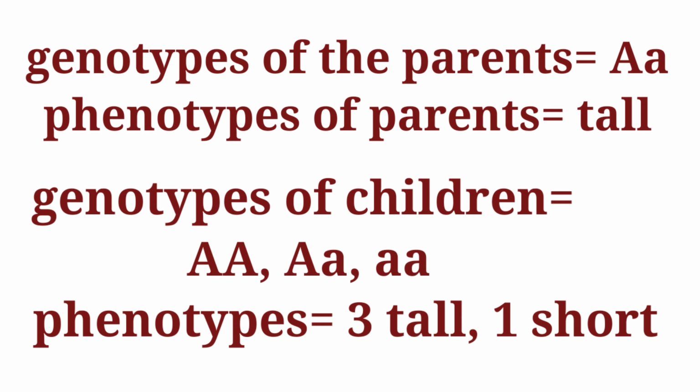Okay, so we'll go to the summary. Now, the genotypes of the parents, the combination of capital letter and small letter, means heterozygous. And then, the phenotypes of the parents are all tall. Now, let's go to the genotypes of the children. A combination of all capital letters means homozygous dominant. And then, another one is the combination of capital letter and a small letter, which means heterozygous dominant. And the last one is the combination of both small letters, which means homozygous. Okay, now the phenotypes of these are 3 tall and 1 short. Okay?